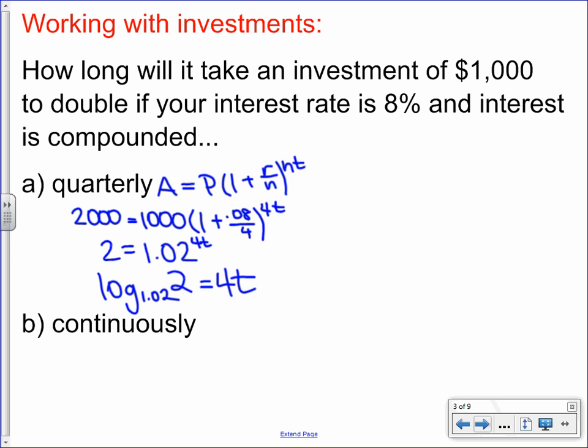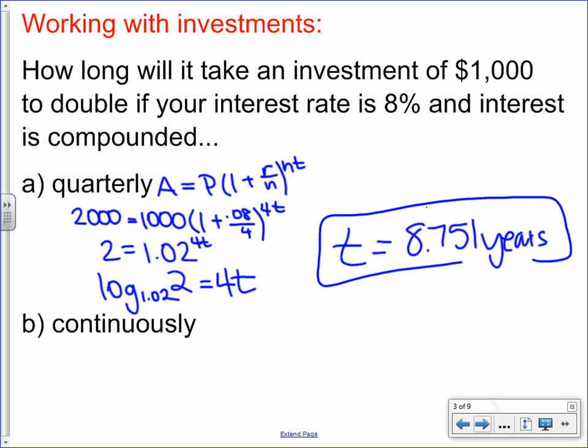All right. So log 2 divided by log 1.02, divided by 4, equals. Seth, what were you saying? 8.751 equals t. And t represents? Years. Almost 8 years and like 9 months, right? If we had that question, can we just leave it like 8.751 years? Yes, that would be fine. This would be an appropriate answer.